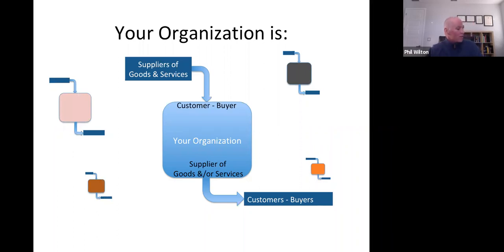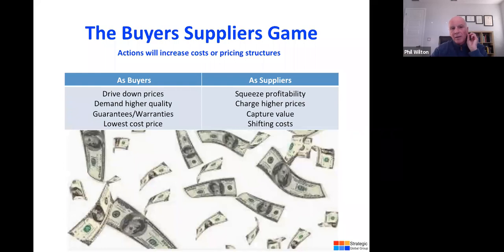They say that when you move into the five forces, businesses are born into a world of competitive advantage. And that's truly what happens. When you move into a business or you start a business, the competition's already there. You've got to assess what's going on in that marketplace. So the buyer-supplier game goes like this. As a buyer, you want to drive down prices. You want to demand higher quality from your suppliers. You maybe want guarantees and warranties, and you want to try and get the lowest cost price.